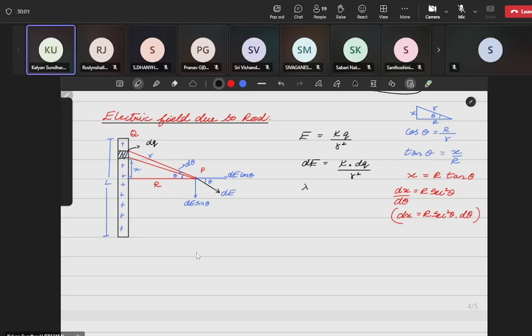Now we know that it is a linear distribution. So your overall charge density will be capital Q divided by L, and this will also be equal to dq by dx. Sorry, small dq by dx.